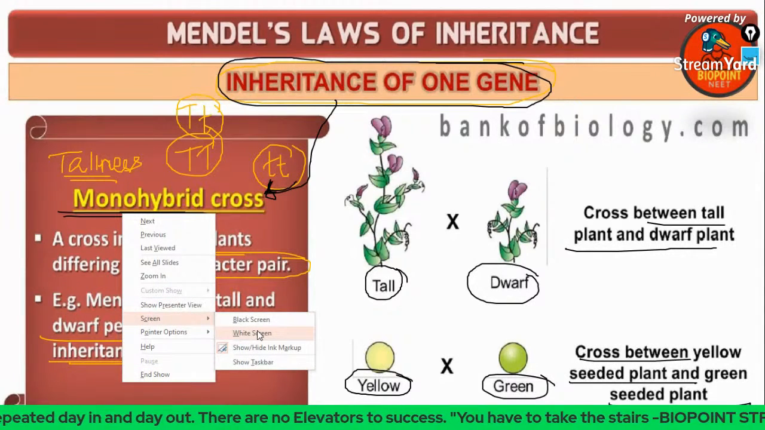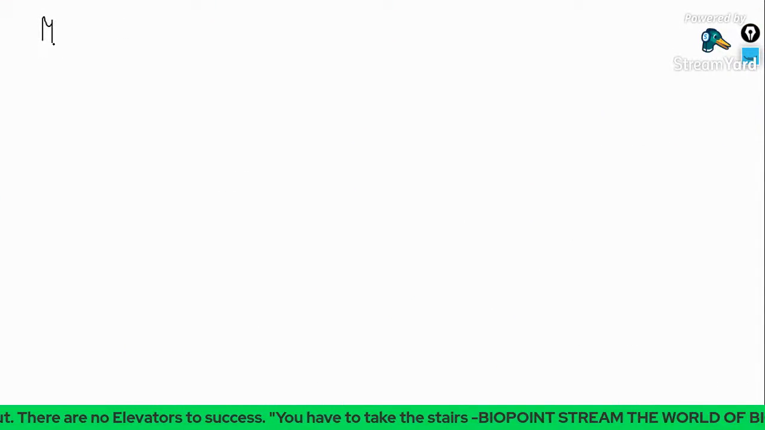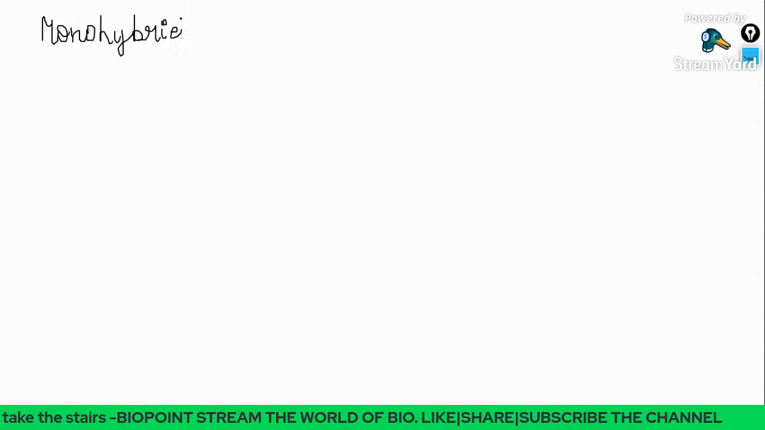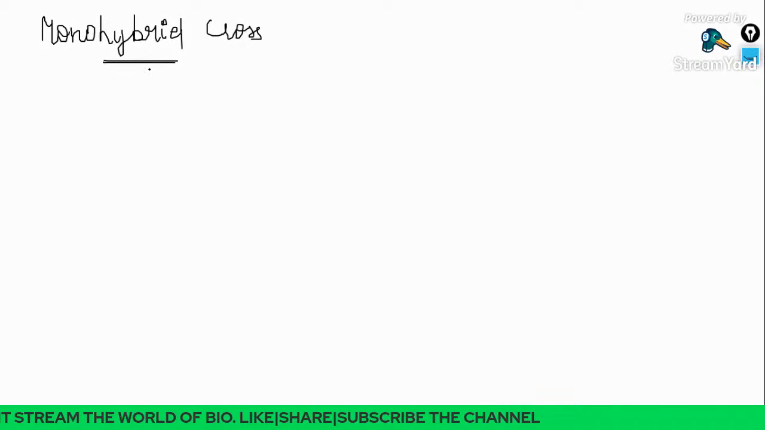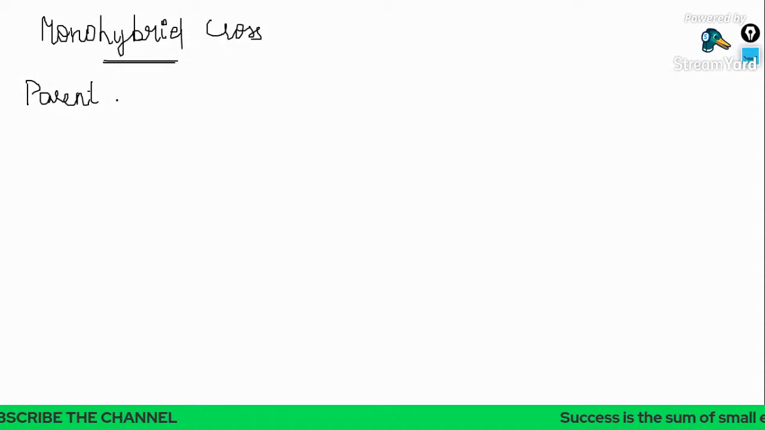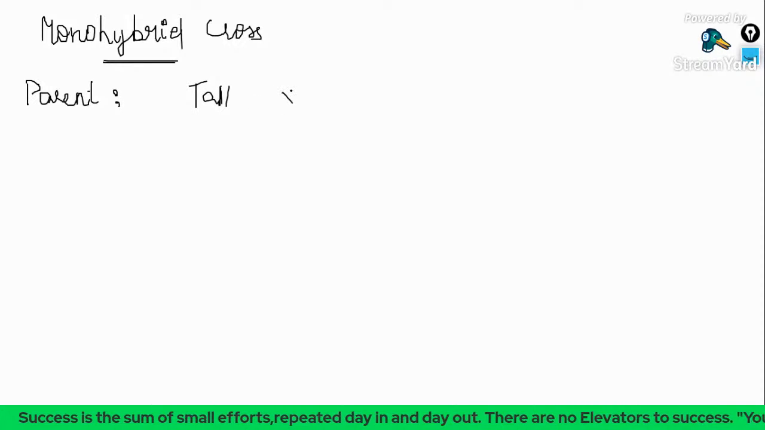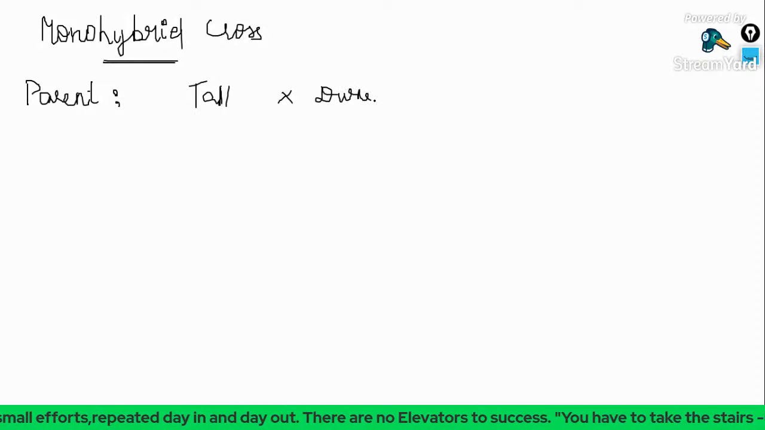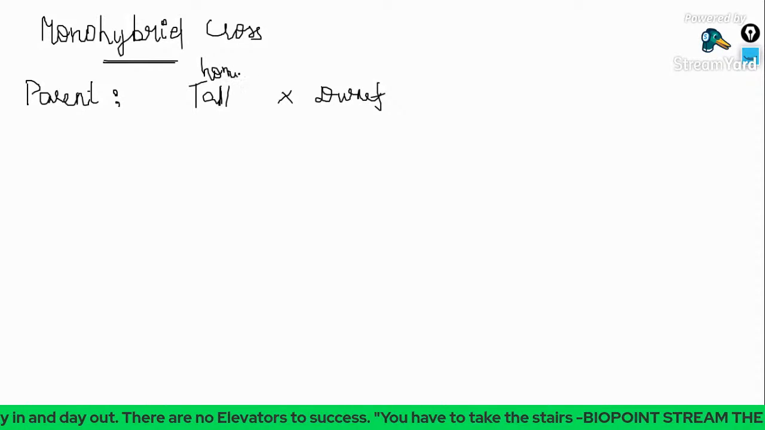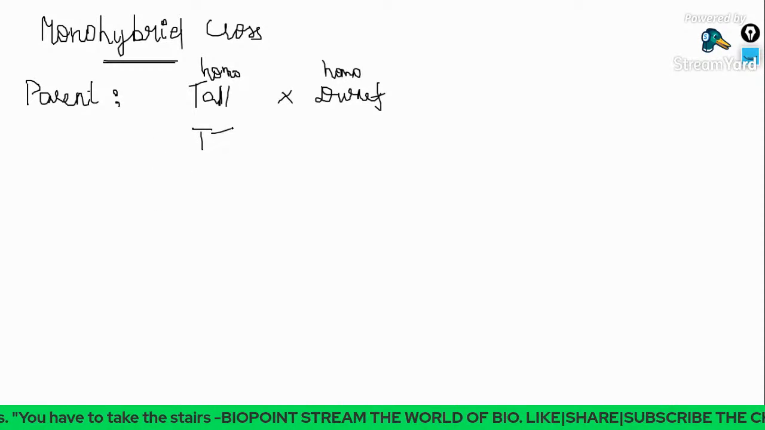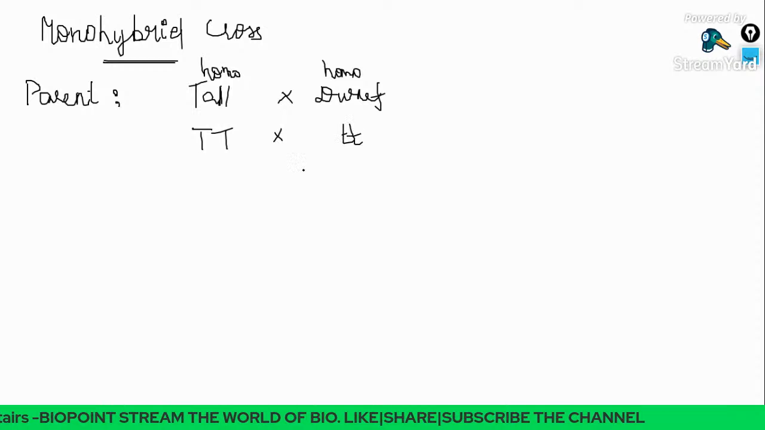First of all, let's do a monohybrid cross and make it clear. In the first generation, for doing a cross, we have to select a parent. For the parent, I am taking homozygous tall and homozygous dwarf. That is capital T crossed with small t.